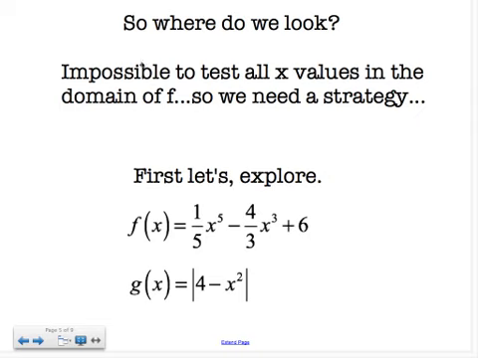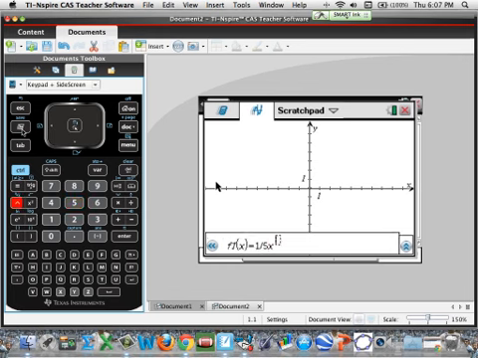So where do we look to find absolute maxima and minima? First of all, we have to agree it's impossible to test all x values in the domain of f. You can't do it because there's an infinite number of them. We don't have that much time, and we couldn't do it even if we had as much time as we wanted. We probably don't want to guess either, so there are going to be some tests that we do to figure this out. We're going to explore two functions on our calculator that will help us determine where to look to find extrema.